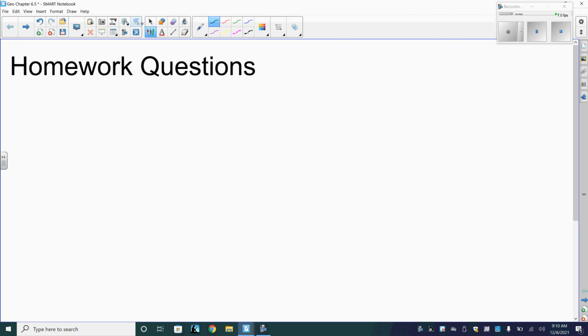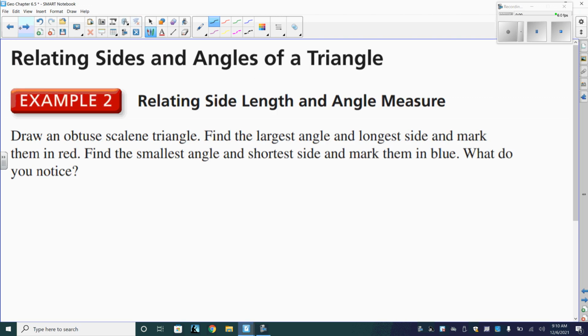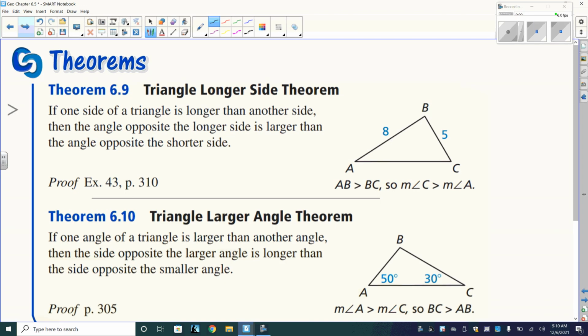We're going to cover two sections today. The first section we're covering is 6.5. Now 6.5, the first theorem we're going to look at are these two here.